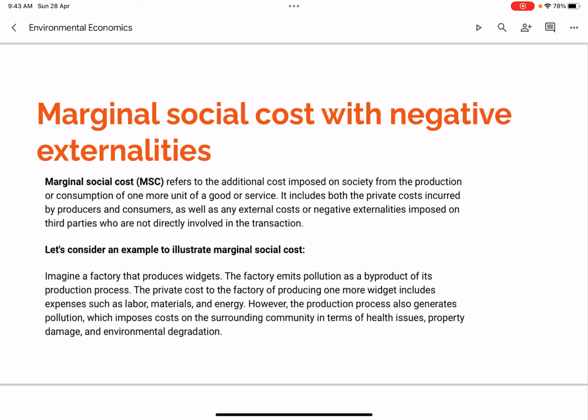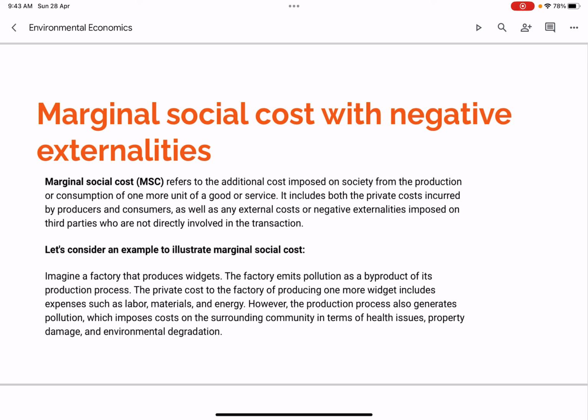So in order to explain how this marginal social cost is calculated, let us consider a factory which is producing some good, some widget, okay? And this factory would emit pollution because of the production process, right? Some smoke would be emitted and so on and so forth. So when you produce that good, there is a fixed cost because some land has to be purchased and the infrastructure has to be put in place, so that is a fixed cost to the factory.